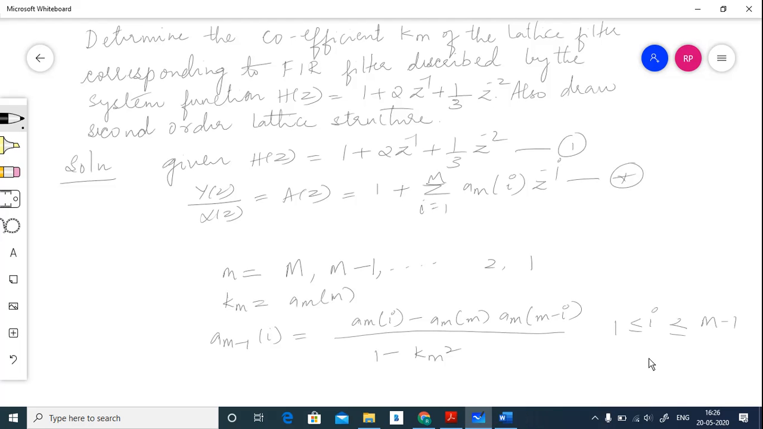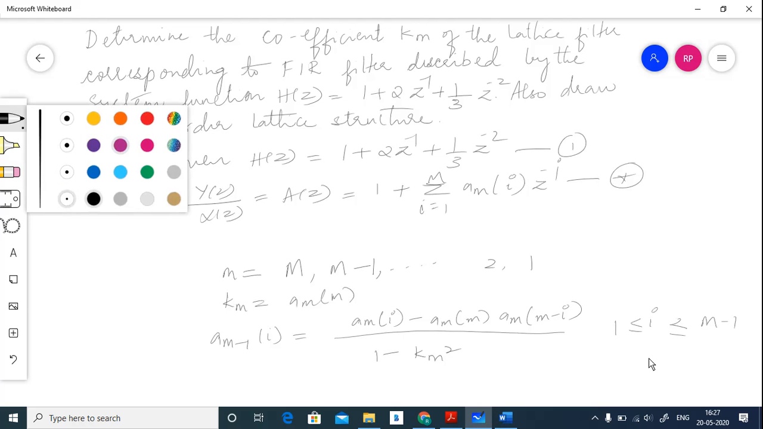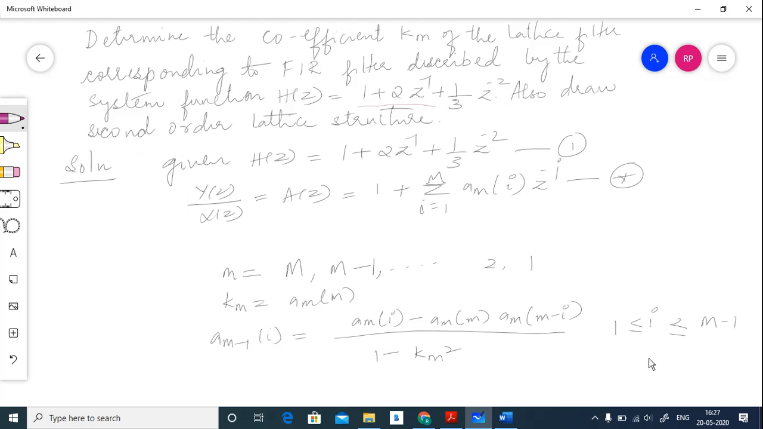Very good morning. Today we will solve a problem on FIR filter realization using lattice structure. The problem is: determine the coefficient Km of a lattice filter corresponding to the FIR filter described by the system function H(z), given by 1 plus 2 z inverse plus 1 by 3 z power minus 2. Also draw the second order lattice structure.